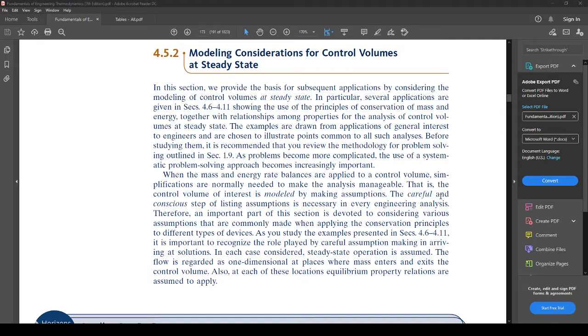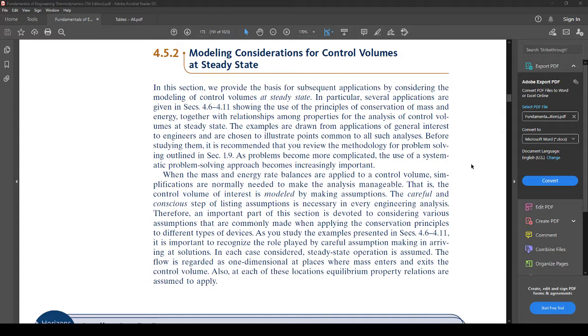So, it says, when the mass and energy rate balances are applied to a control volume, simplifications are normally needed to make the analysis manageable. That is, the control volume of interest is modeled by making assumptions. Those assumptions are basically making the question doable, right? Because if the question didn't say anything about heat transfer, like is this thing losing heat to the outside, or anything about work, we could never tell. We couldn't solve this question in good faith because we didn't know those things.